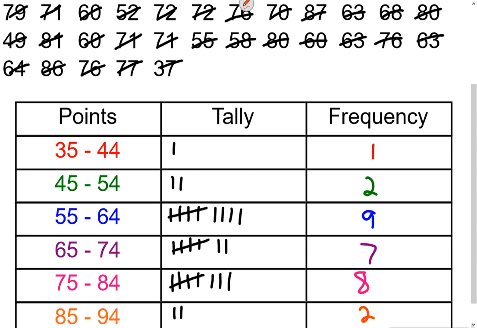Now that's going to make it a lot easier for us to make our histogram, which I'm going to do on this next page. So now we want to create a histogram of the data. Like I did in that first histogram, I like to create the title first. So for mine, we're going to go with points per game, because it's talking about the points the boys basketball team scored in each game.